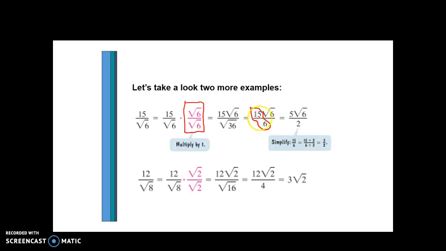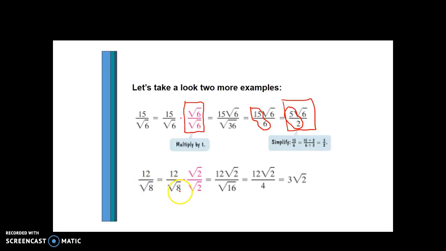can, 15 and 6. So we can divide both of those numbers by 3 to reduce them. 15 divided by 3 is 5, 6 divided by 3 is 2. So now this little fraction here is reduced, and this is rationalized and in simplest form, which is a great thing. Now keep in mind, another example here, we have 12 over root 8.